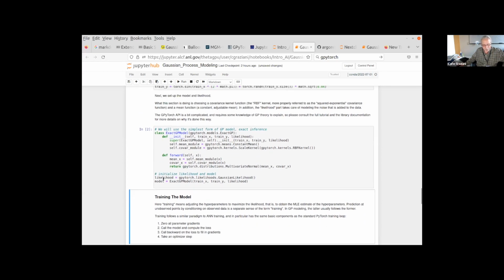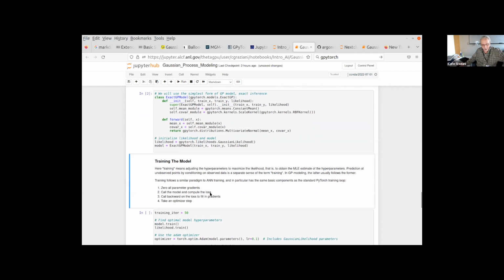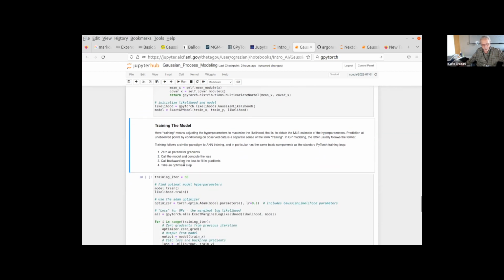The only other thing to explain is this likelihood line. The model handles the actual model representing the function, while the likelihood handles the modeling of the noise that's added to the function. We'll see an aspect of that later when we see the prediction part.